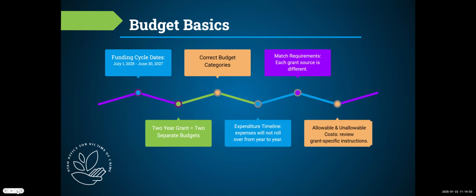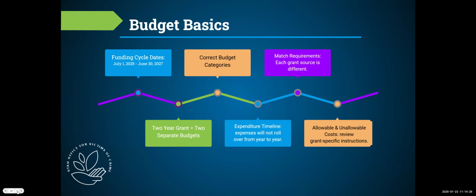Let's begin with the budget basics, starting with the funding cycle dates. For this grant, the cycle runs from July 1st, 2025 to June 30th, 2027. It's important to remember that this is a 2-year grant, so you will need to submit separate budgets for year 1 and year 2. Each year's budget should reflect the allocation of funds for that particular year.